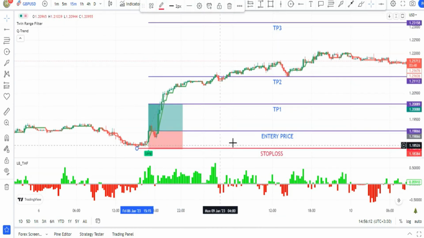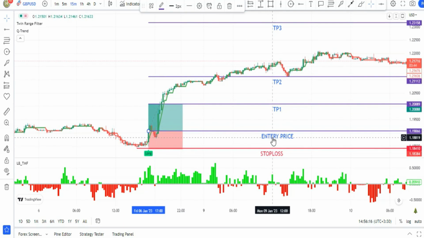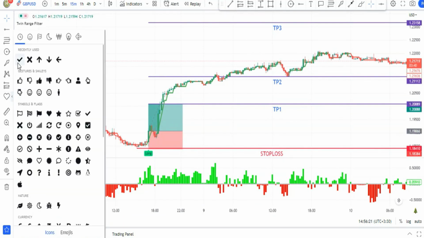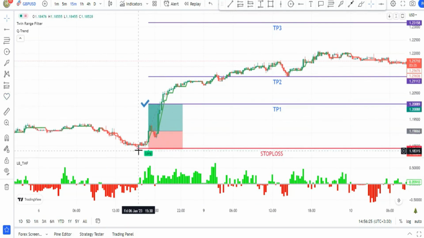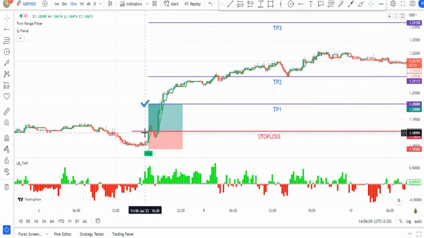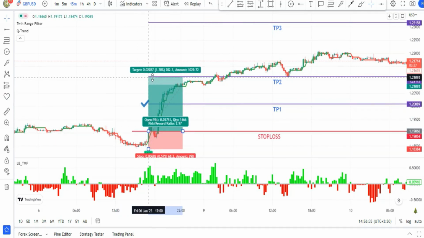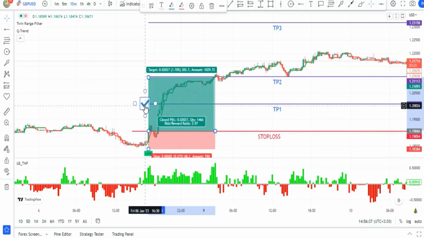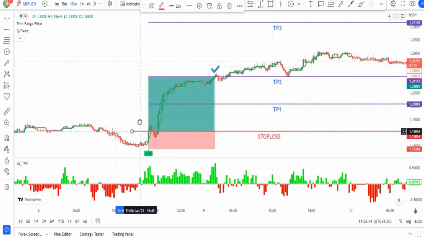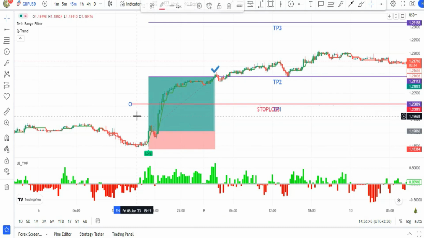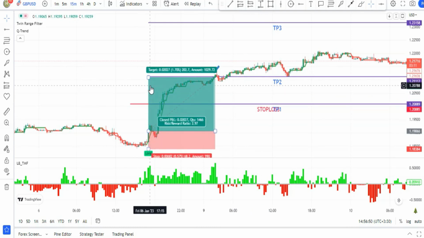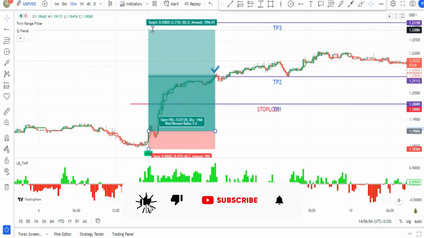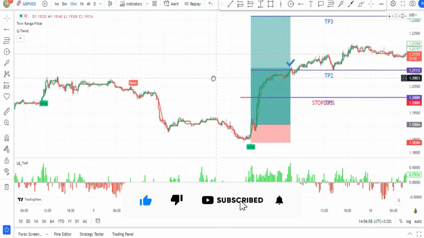So whenever the market touched the first target, move the stop loss to the entry price. After that, whenever the price touched the second target, move the stop loss to the first target price. By using this method, you will get the most profit out of any trade.